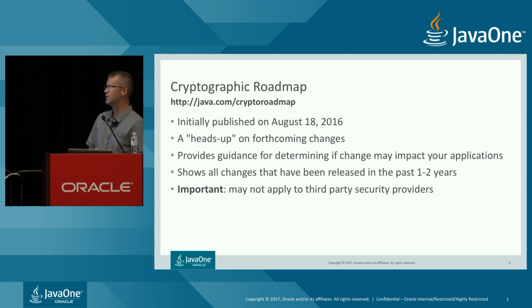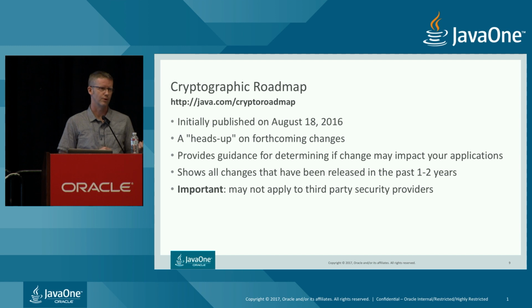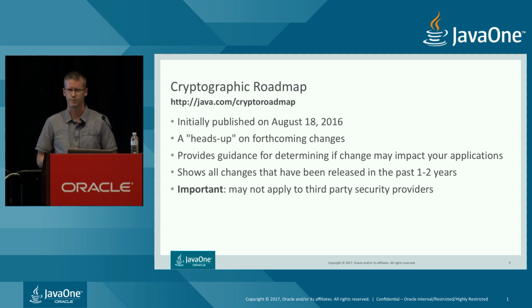So one of the primary goals of the crypto roadmap is to provide guidance to you for determining if a change may impact your applications. So we provide tips, tools for determining, hey, SHA-1 is going to be restricted in 6 months. How do I know if I'm going to be affected? So we try to provide tools and tips for you to figure that out.